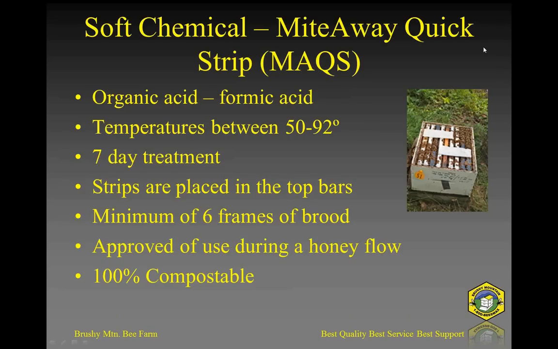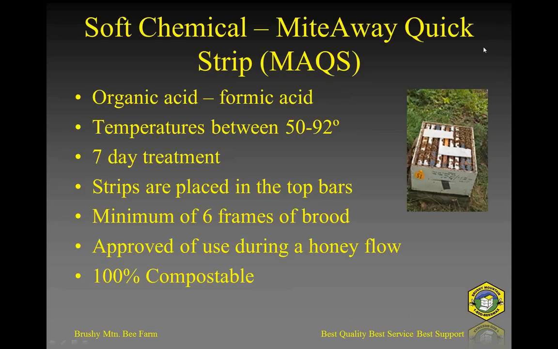But let's take the Mite Away Quick Strip. This is, I think, the third in the generations of Mite Away products. They're formic acid based, which is an organic acid. And the nice thing about formic acid is that it naturally occurs in honey. And when the company that's producing these Mite Away products tested their formic levels, both pre-treatment, during treatment, and post-treatment, what they found was that there was formic acid in the hive before they treated. We know that. It's in the honey naturally.